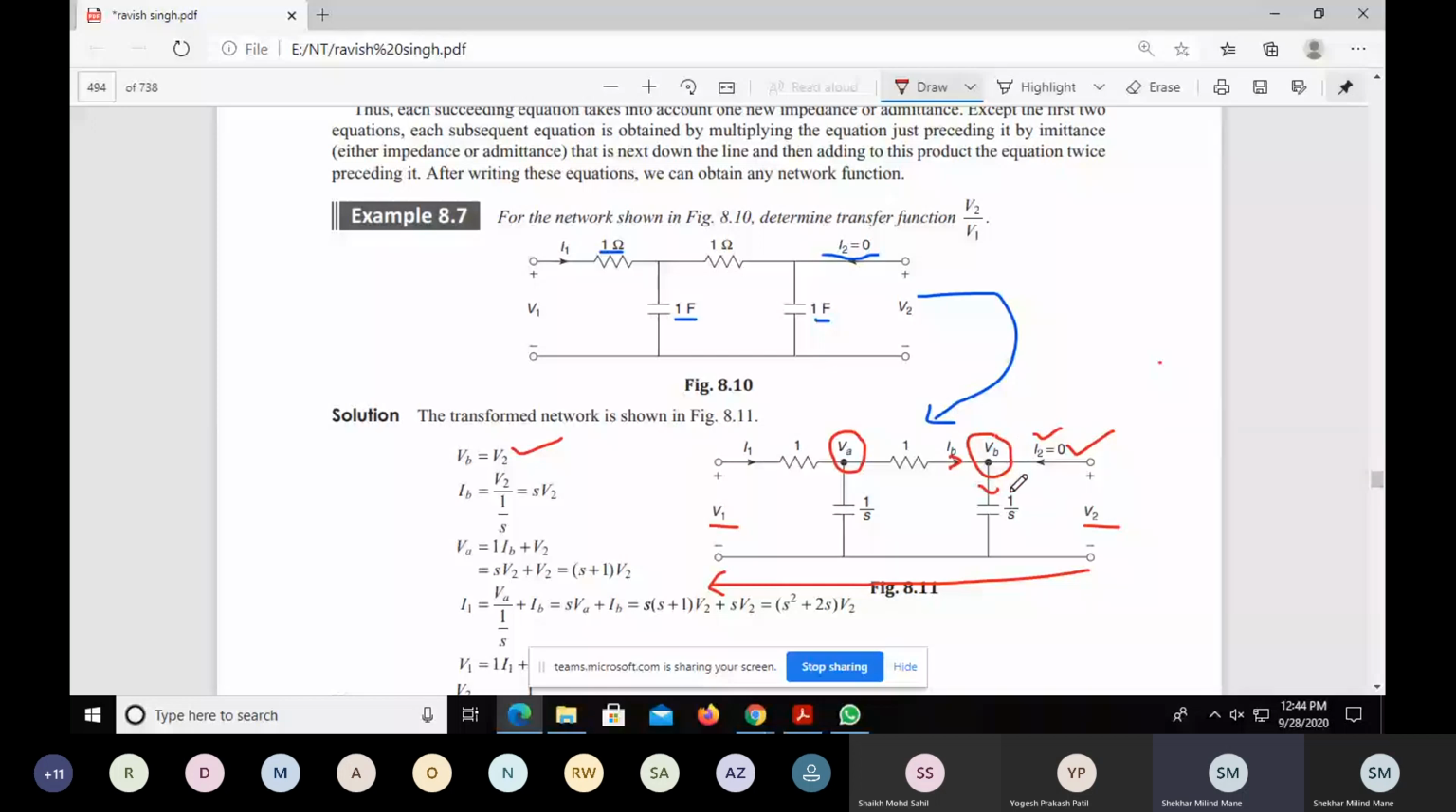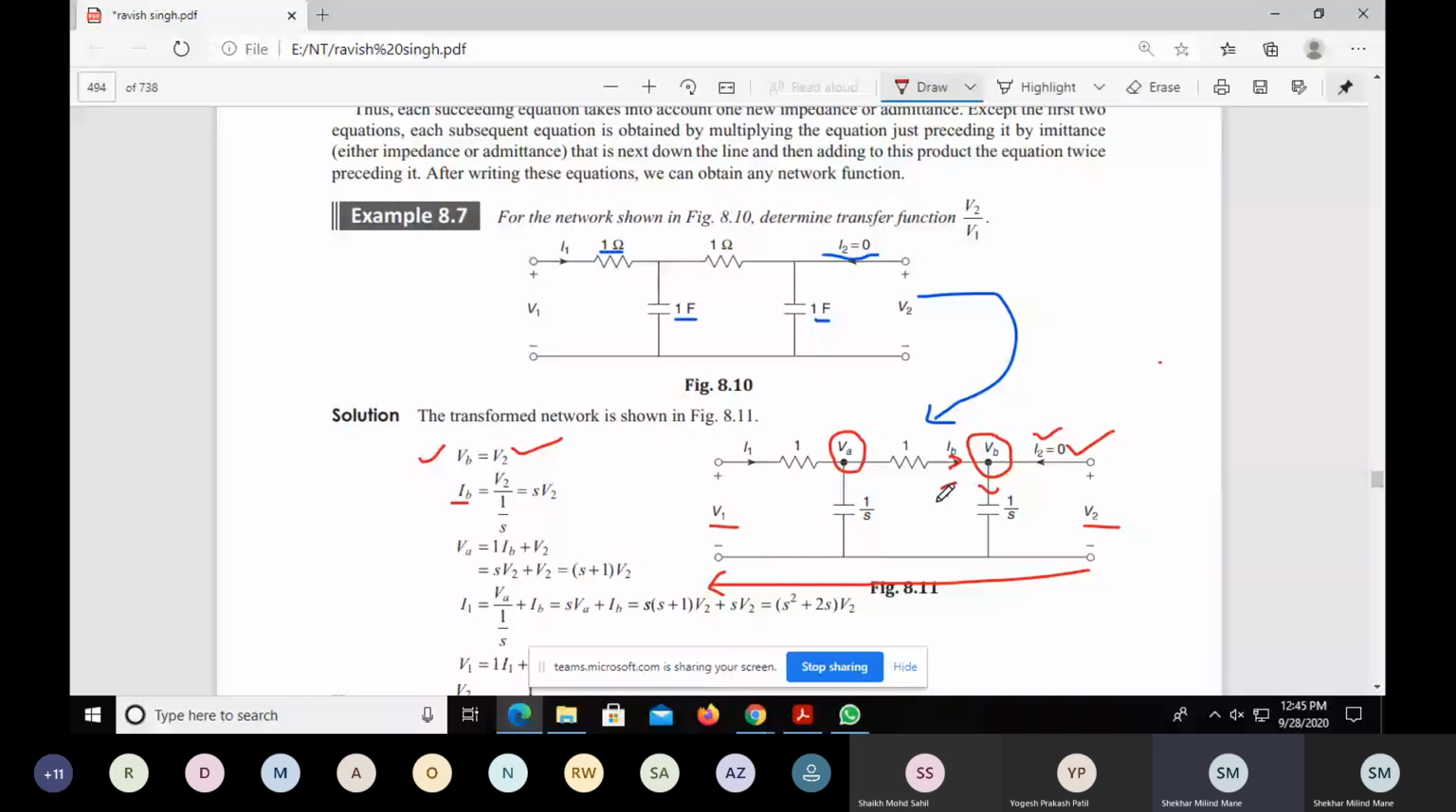That is, V2 is nothing but the voltage across this capacitor 1 by S. So first thing we have to write VB in terms of V2. So this is our first step. And then since IB is coming from this VA, we have to write this IB in terms of V2. Now IB is also flowing here.